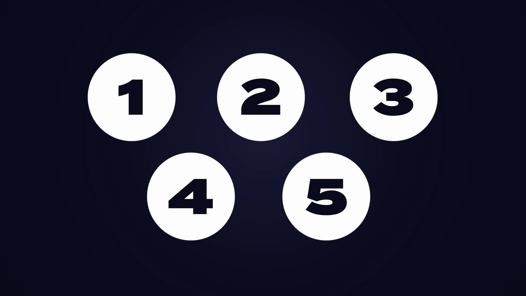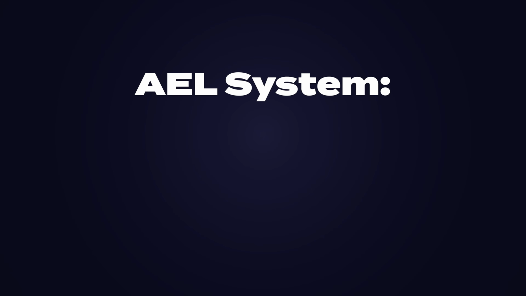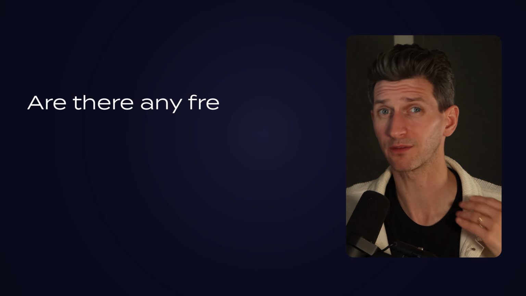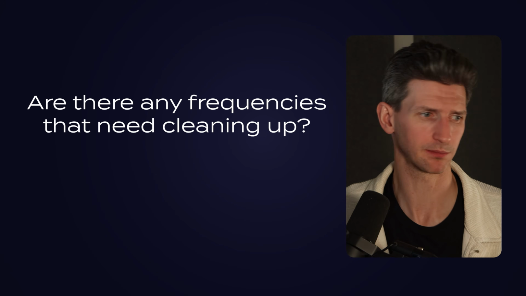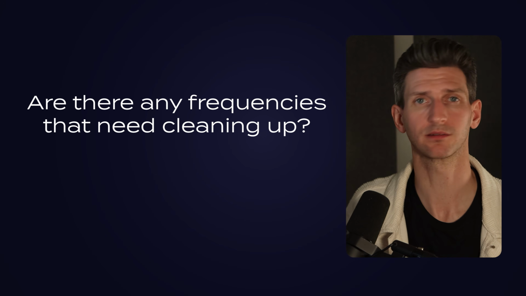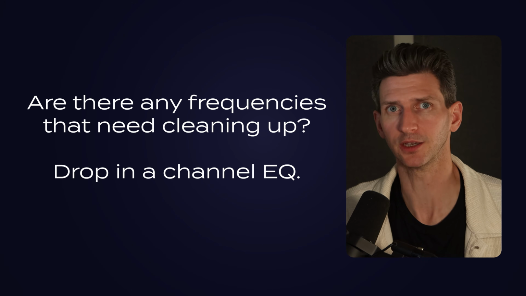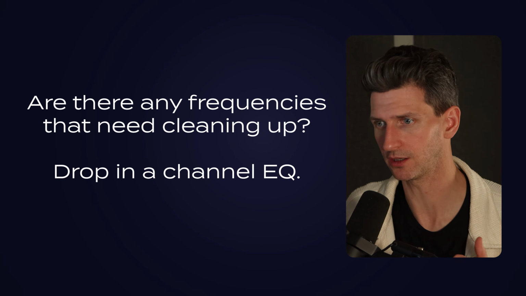Before anything, I use a simple system on every mix, the AEL system. Ask what the vocal needs. Execute by adding a plugin, and then listen. Did it help or hurt? So plugin 1 is EQ. Start by asking, are there any frequencies that need cleaning up? For example, mud, harshness, boominess, sibilance. If yes, execute and drop in a channel EQ in Logic.